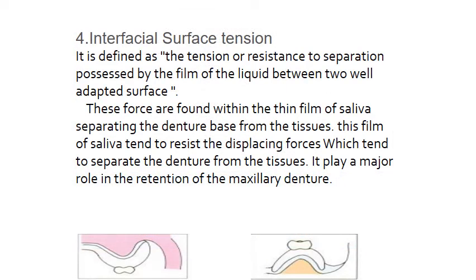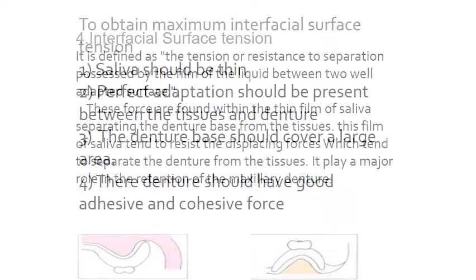Interfacial surface tension, as a definition, is the tension or resistance to separation possessed by a film of liquid between two well adapted surfaces. These forces are found within the thin film of saliva separating the denture base from the tissue. This film of saliva tends to resist the displacing forces which tend to separate the denture from the tissue, and it plays a major role in the retention of the maxillary denture.